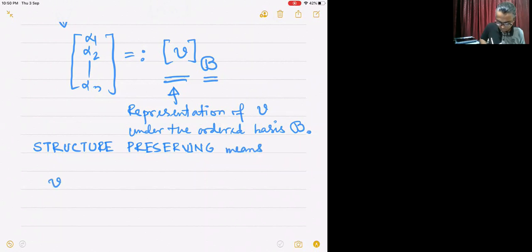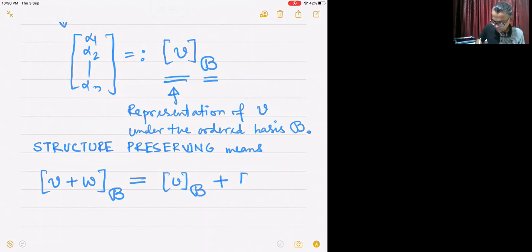So let me write, structure preserving means, listen carefully, the representation of v plus w is v's representation plus w's representation. Note that this sum is happening over the vector space V, whereas this sum is happening over the vector space F to the n. You see?